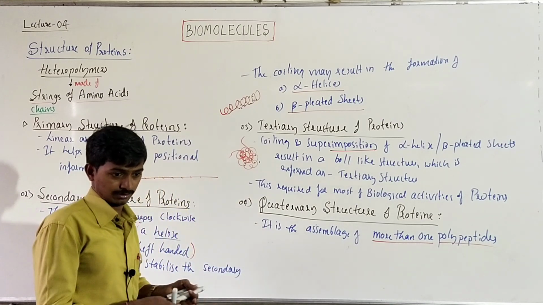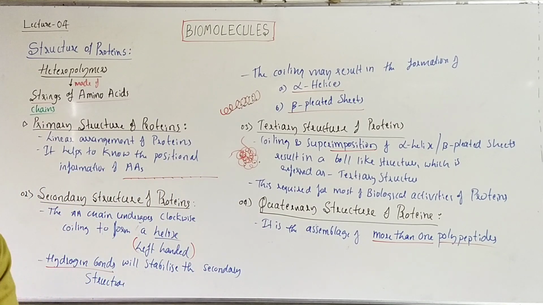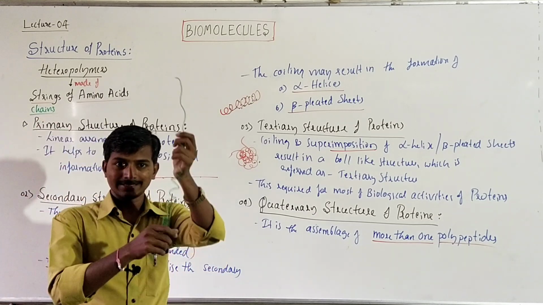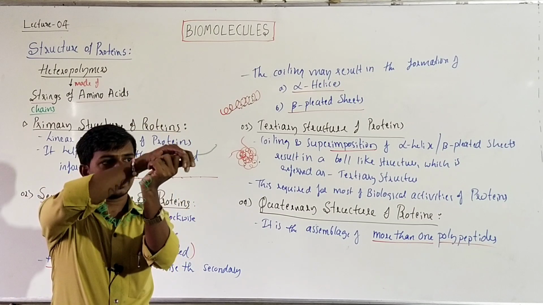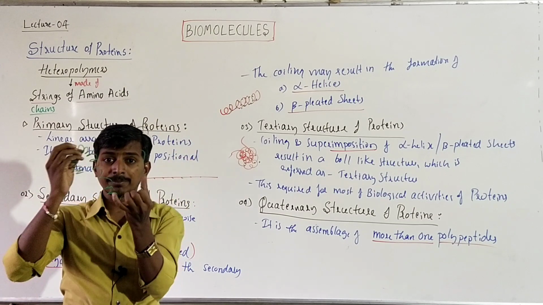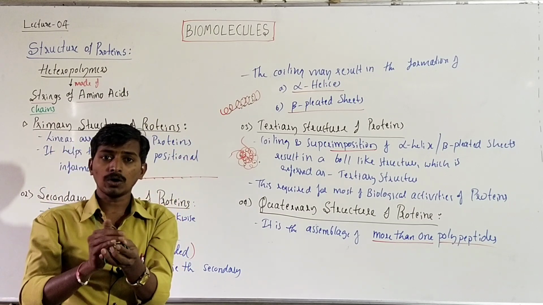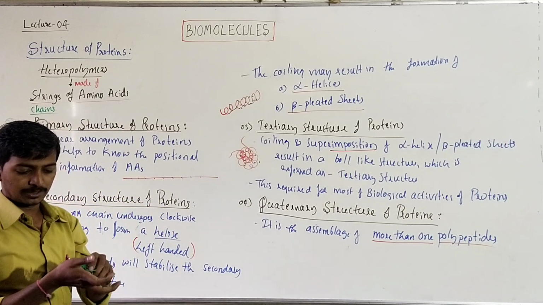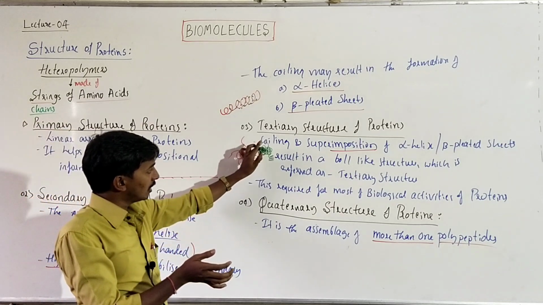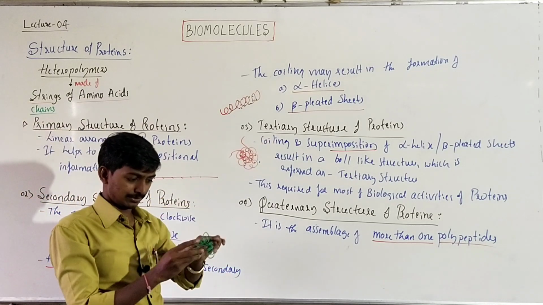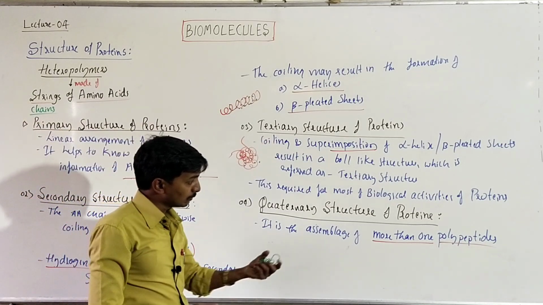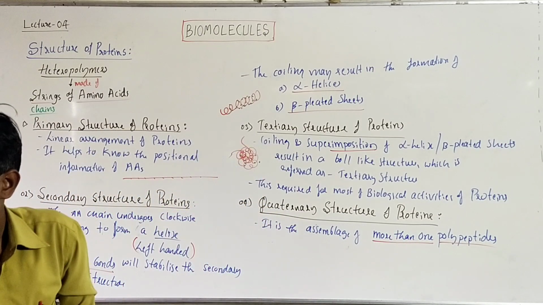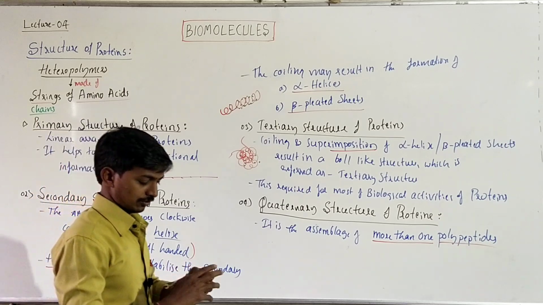Then only we can consider that it is a quaternary structure. For example, I have shown one primary structure and the secondary structure here. Primary, secondary. When it makes a ball of the amino acids, polypeptide chain, that we consider as a tertiary, right? But when more than one polypeptide join each other, that we consider as a quaternary structure.